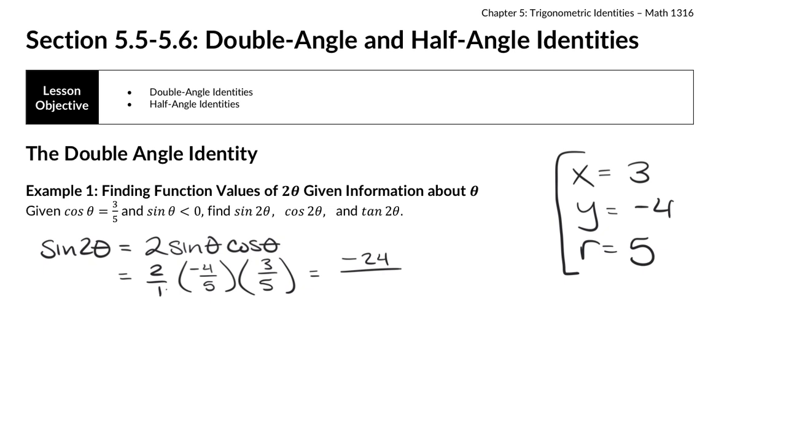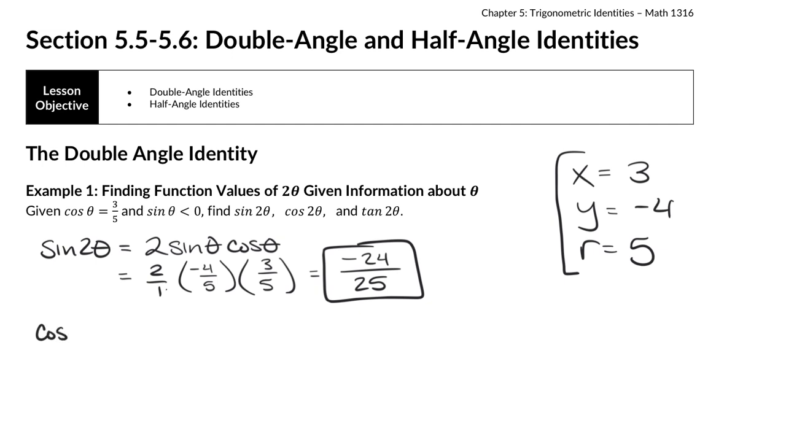1 times 5 times 5, 25. And boom, that's it. That is the sine of 2 theta. So we want to use these double angle identities to be able to use regular sine, cosine, and tangents and not the double angle, so that we can use x, y, and r.